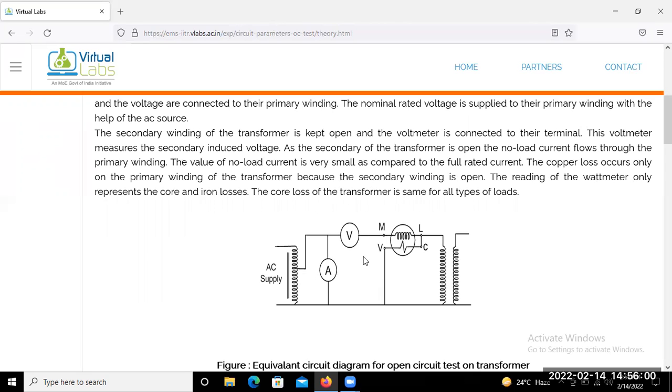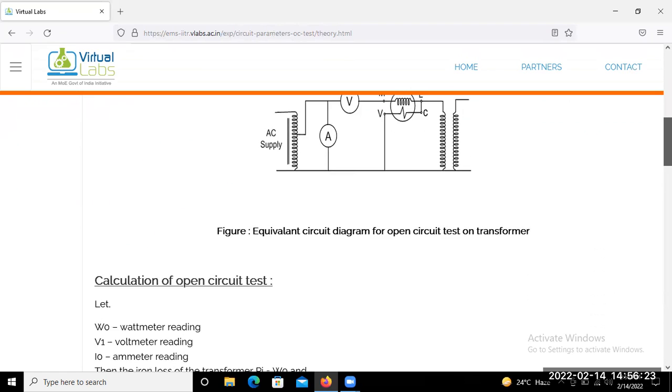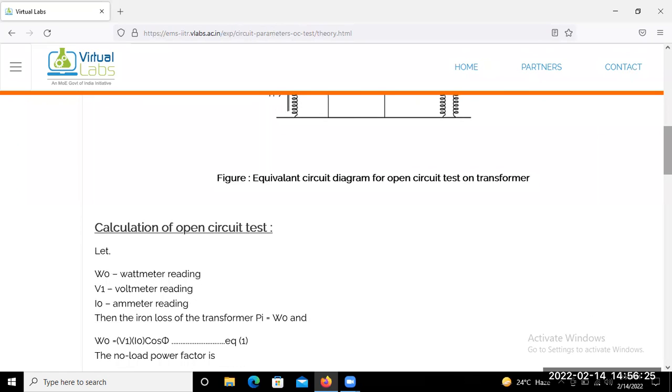And then we are able to find the parameters of the core loss component, that is core loss resistance and magnetizing reactance. Just try to see here the calculation of how we can find it out. We already noted down the power, voltage, and current. So with this data we can find out RC and XM, that means core loss resistance and magnetizing reactance. So the calculation is indicated there, that means W0 is the wattmeter reading, V1 is your voltmeter reading, and I0 is the ammeter reading.